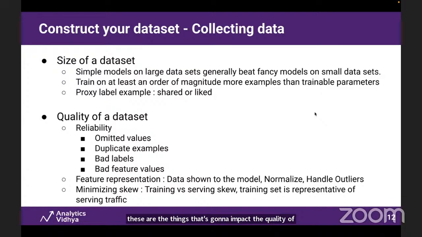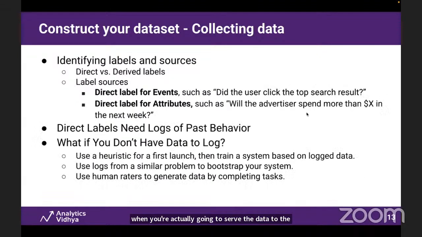And during training, as I mentioned earlier as well, just use the features that will be available when you're actually going to serve the data to the model. So minimize that skew. Once we've done that, we have to identify labels and sources.